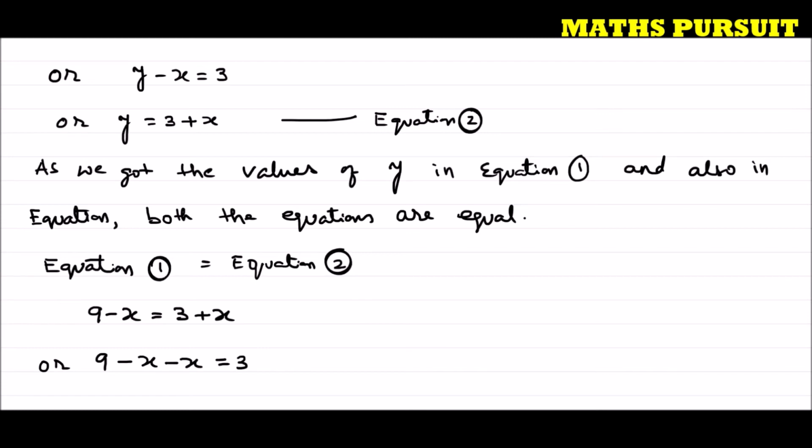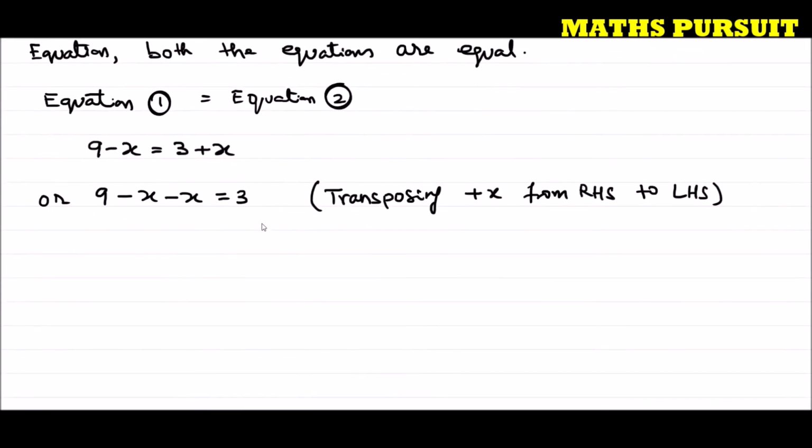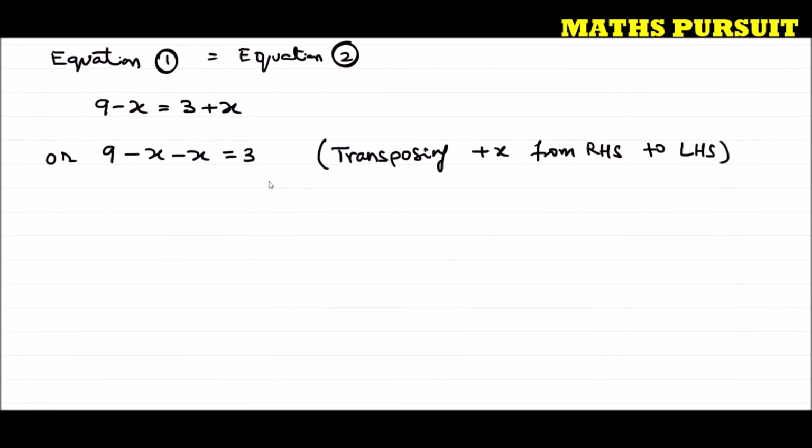What I am doing here? I am transposing plus x from the right hand side to the left hand side. And guys, we very well know if we move something from one side to the other, its sign changes. So it was plus x on the right hand side earlier. Now when we moved it to the left hand side, it became minus x. So what we got now? We got 9 minus x is equal to 3.